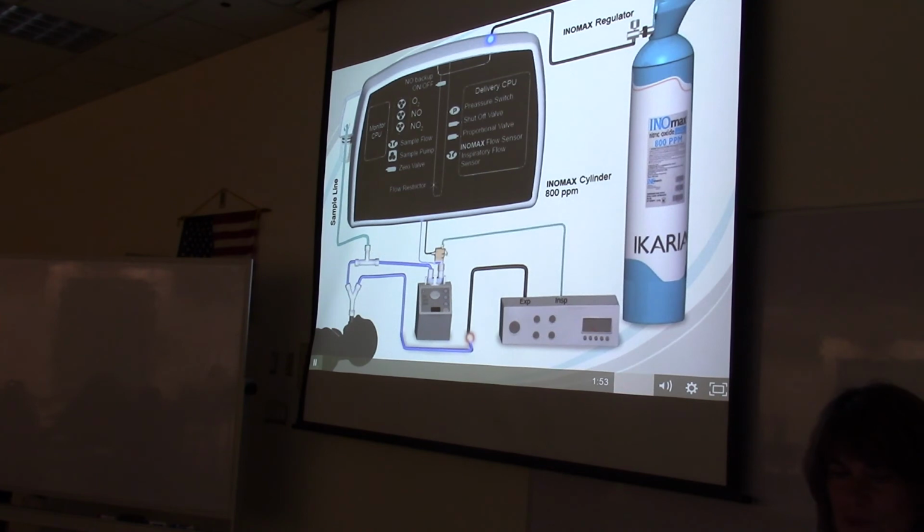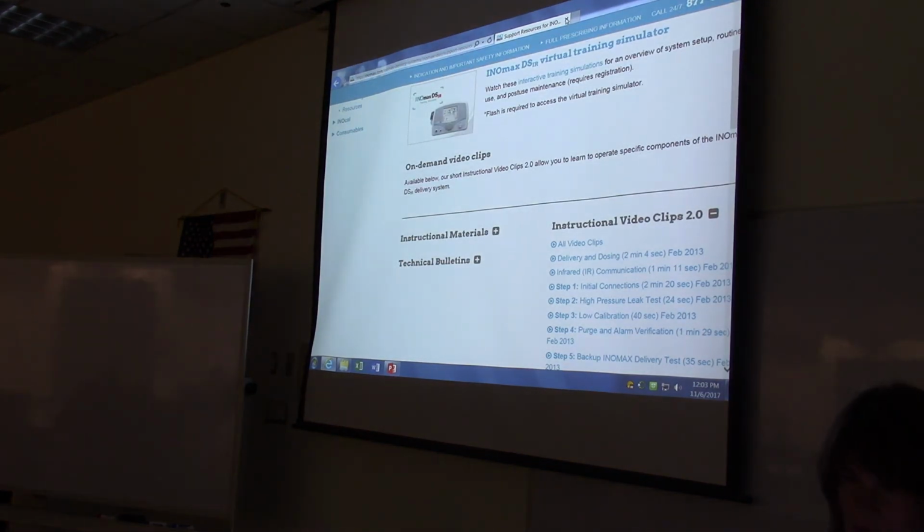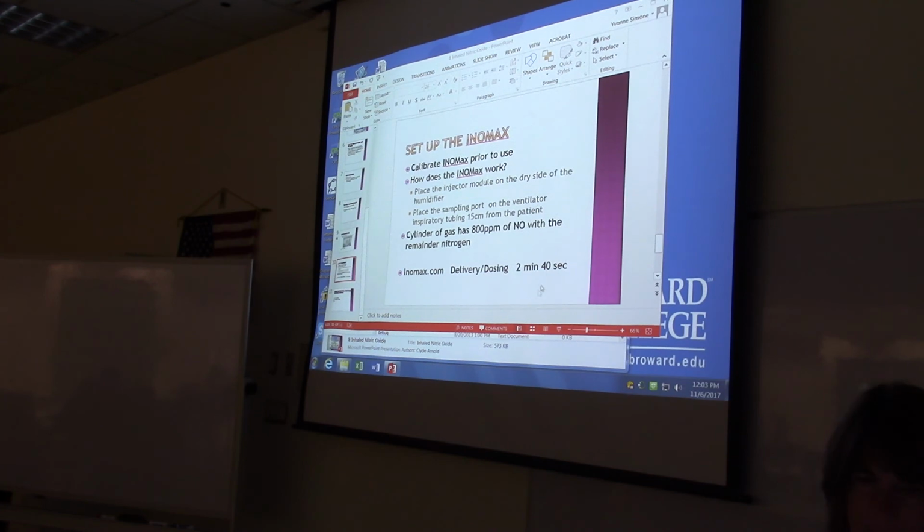So the injector module sits on the heated humidifier, and what's on the inspiratory limb of the circuit? There's something you put on the inspiratory limb of the circuit. What does that do? Yes, it's just sampling the gas.